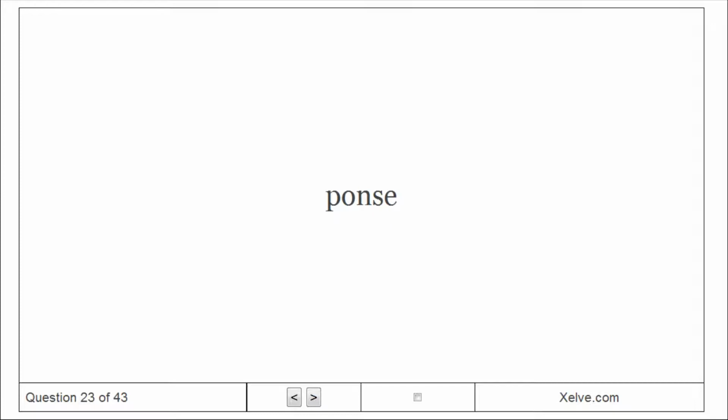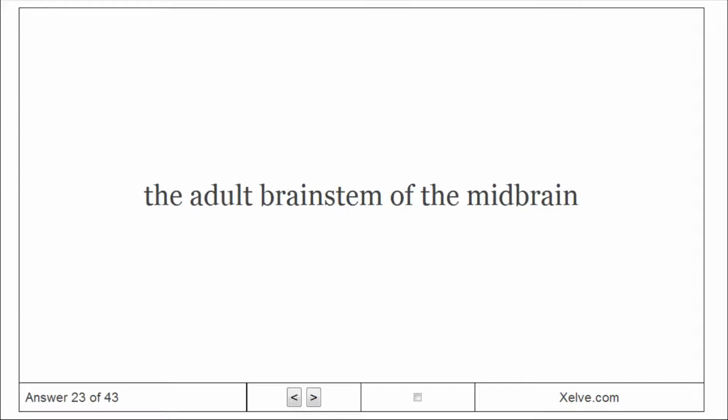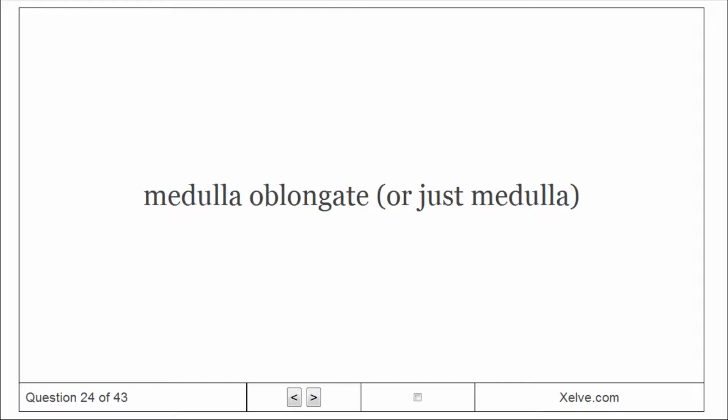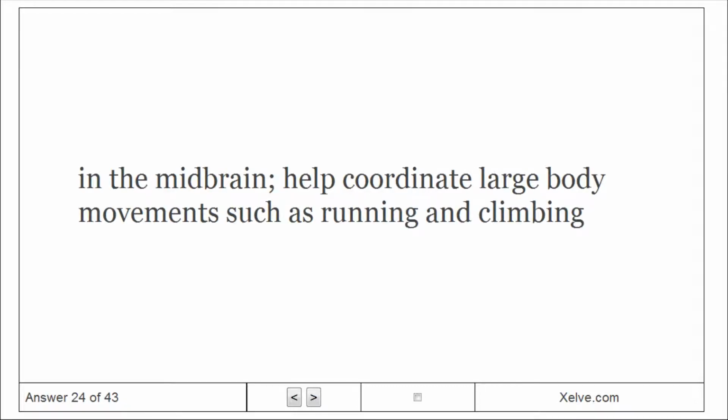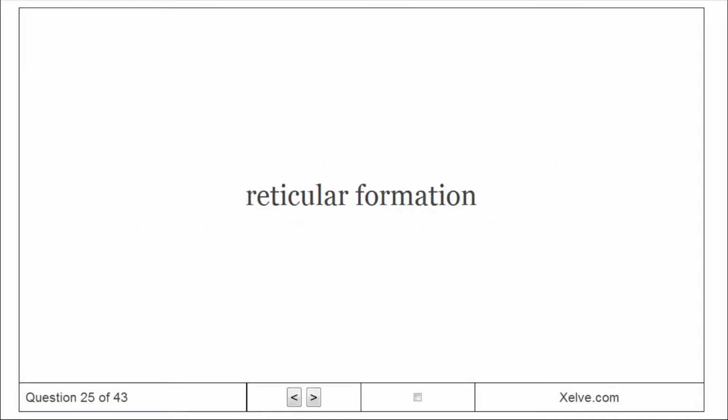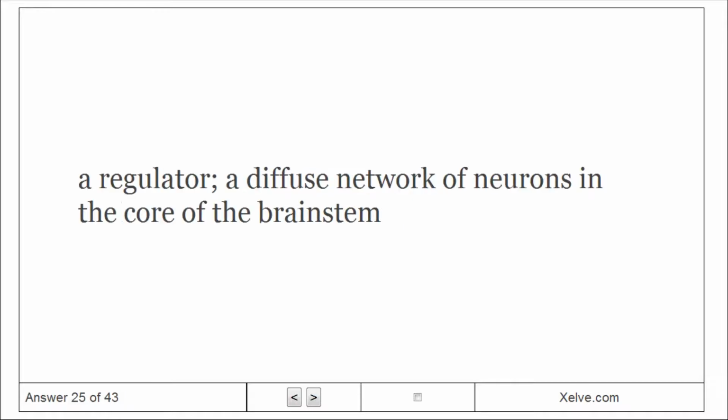Pons. The adult brainstem consists of the midbrain. Medulla oblongata. In the midbrain, help coordinate large body movements such as running and climbing. Reticular formation. A regulator, a diffuse network of neurons in the core of the brainstem.